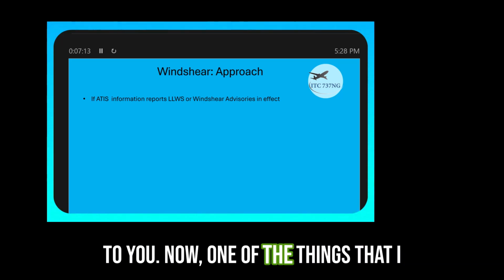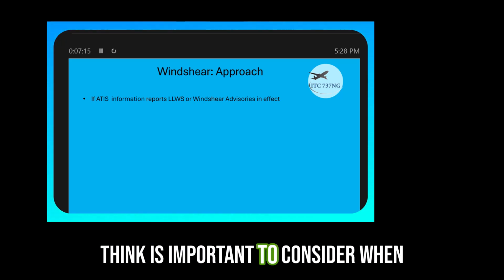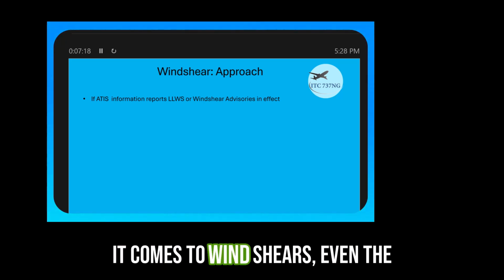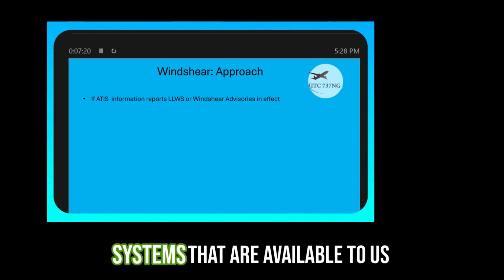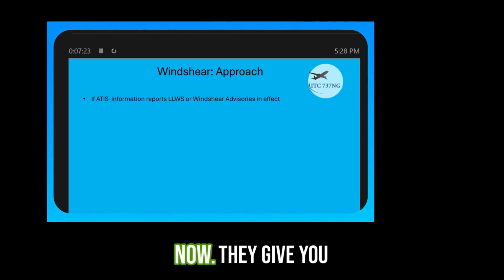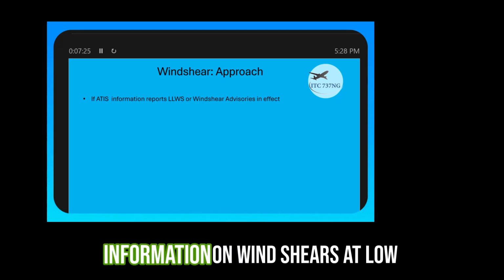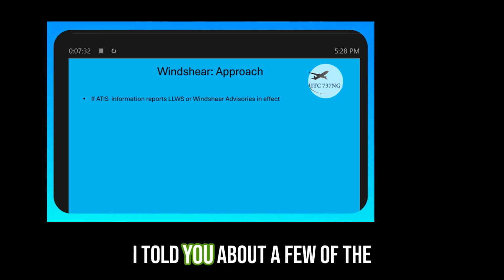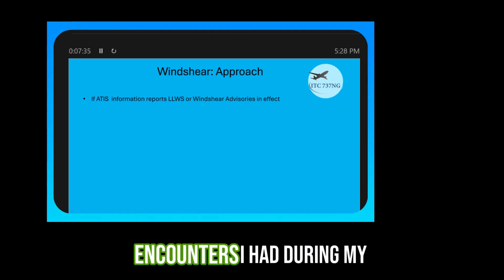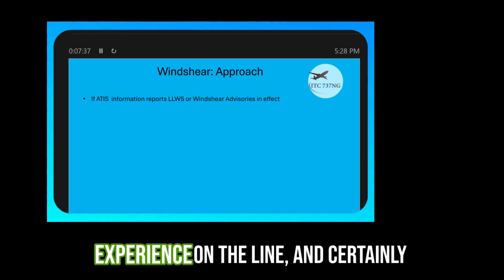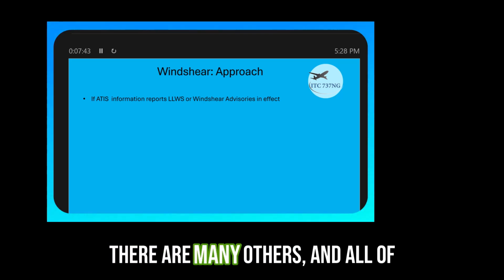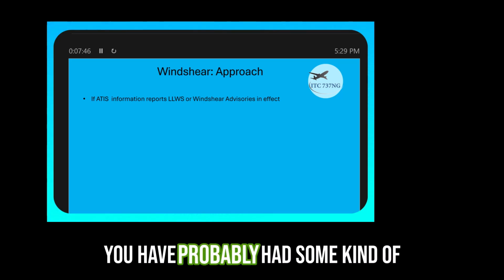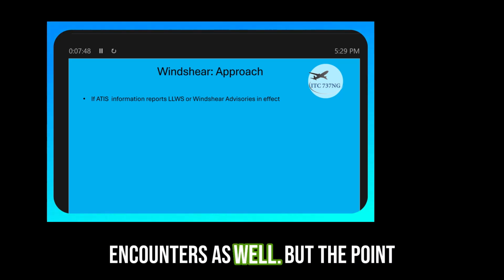Now, one of the things that I think is important to consider when it comes to wind shears, even the systems that are available to us now, they give you information on wind shears at low altitudes during the approach. Now, I told you about a few of the encounters I had during my experience on the line, and certainly there are many others, and all of you have probably had some kind of encounters as well.